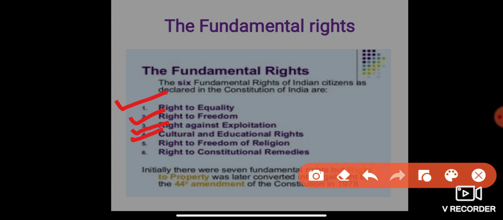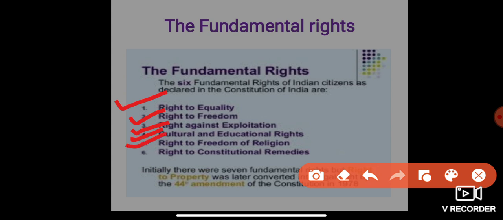And point number four is cultural and educational rights. Basically it also links somewhere with exploitation. Let me give you an example. India being a democratic country, we have the freedom or the liberty to follow any culture, tradition, religion, and specifically even educational rights. There is no individual who can deprive another individual of their educational rights. Every citizen has the right to go to school, the right to learn, the right to speech. That is what is covered under cultural and educational rights.